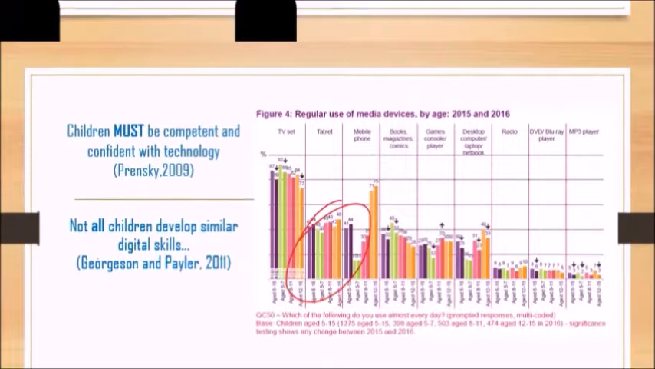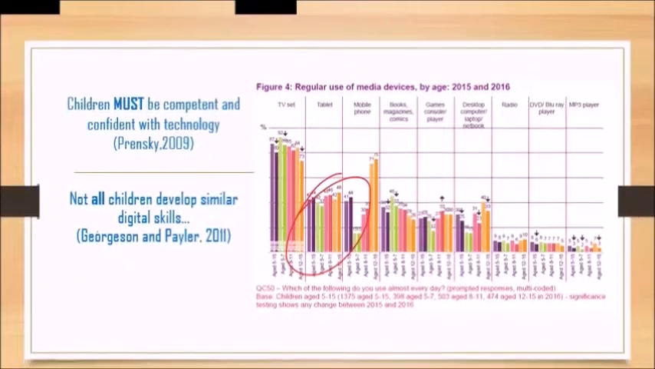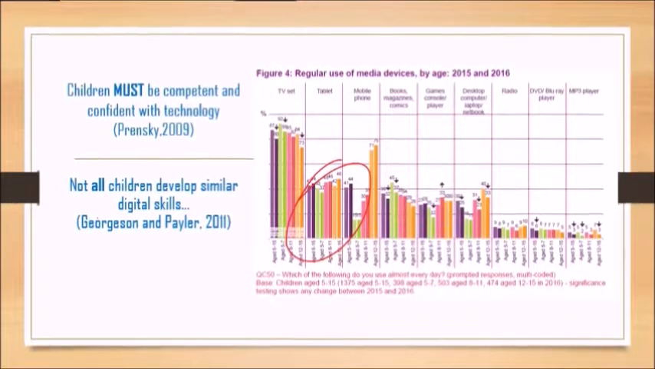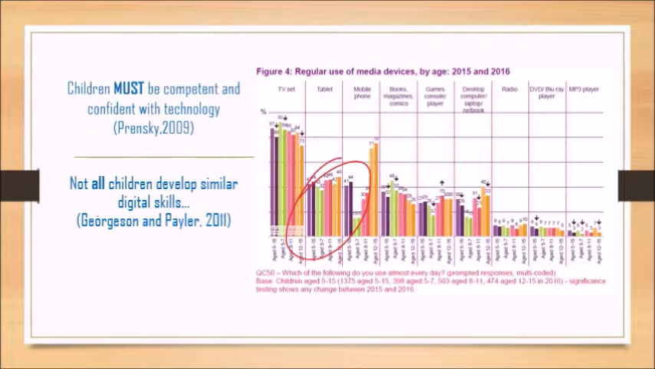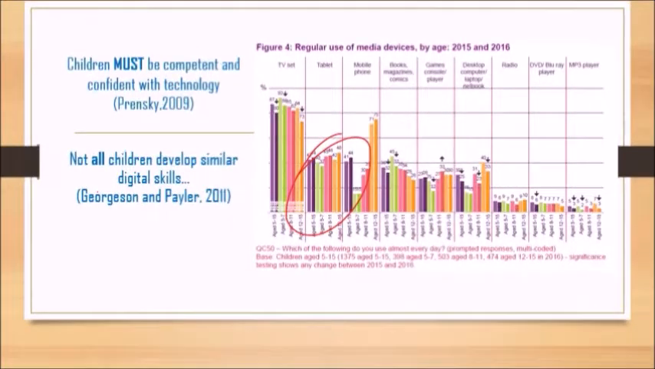Prensky argued that for children to be successful in modern society, they must be competent and confident around technology. From birth, young children are now immersed in an environment that is rich in media and technology. This can be seen in the 2016 Ofcom report, which shows that regular use of media devices other than television is as high as 37% for children between the ages of 5 and 7. Such high usage figures suggest that children enjoy using technology, and so educators should take advantage of the opportunities to use it to engage children in their learning.